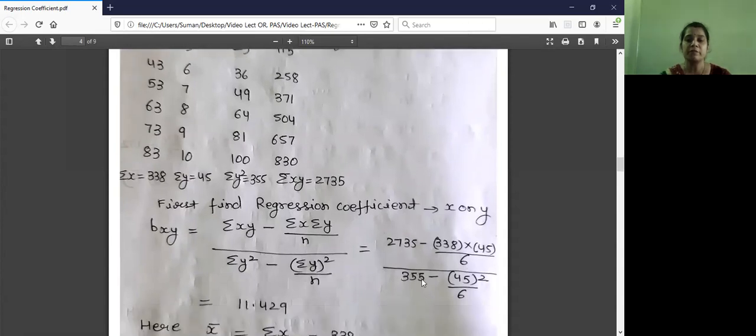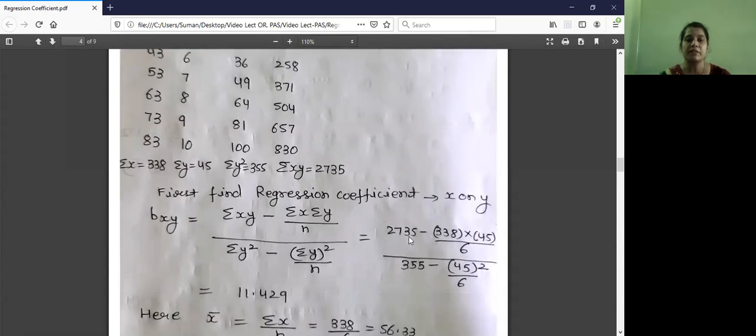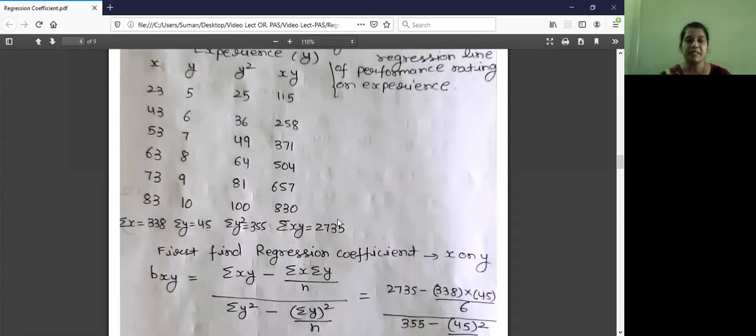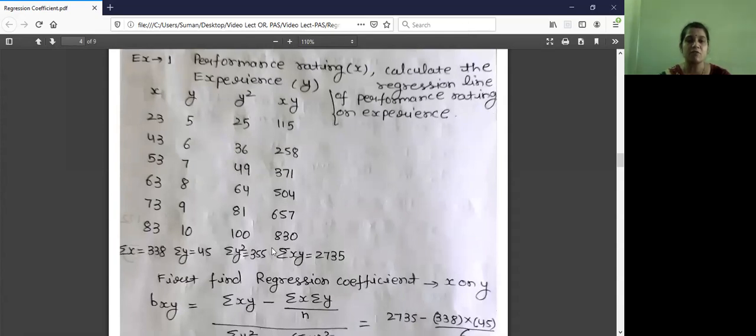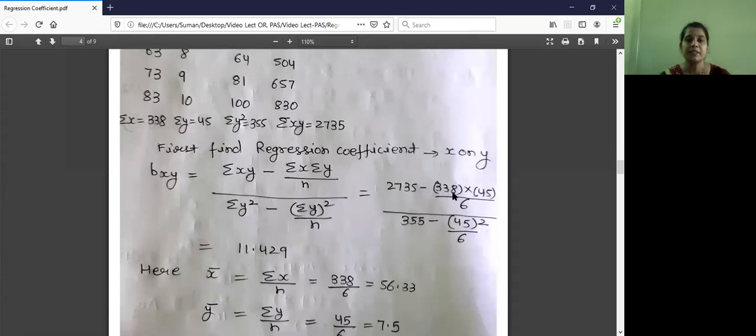So we put values 2735 minus summation x into summation y. That means first the sum of values of x and second the sum of values of y. That means 338 into 45 divided by the number of terms. The total number of terms is 6, and the whole is divided by summation y square.